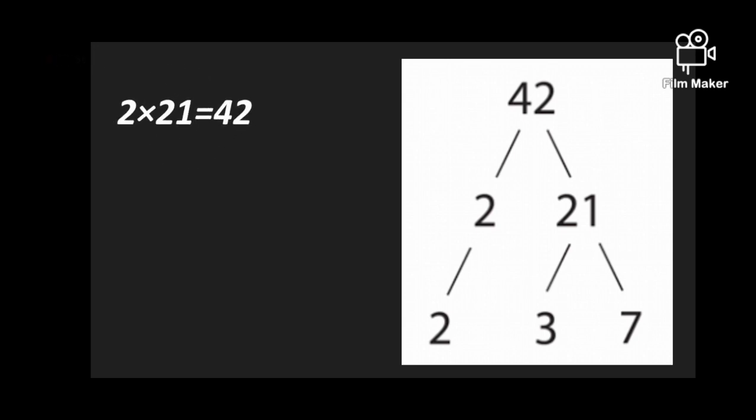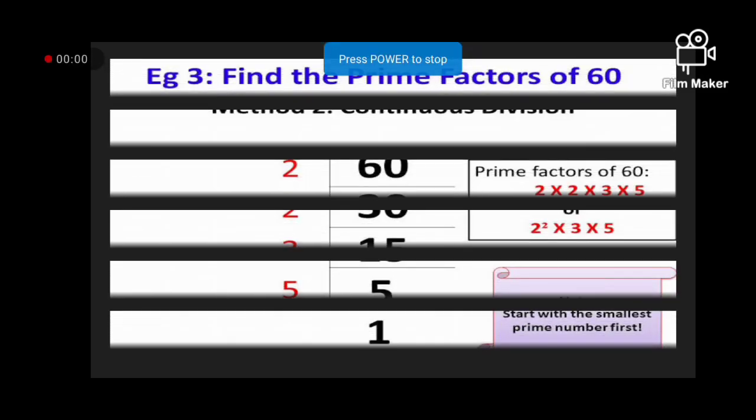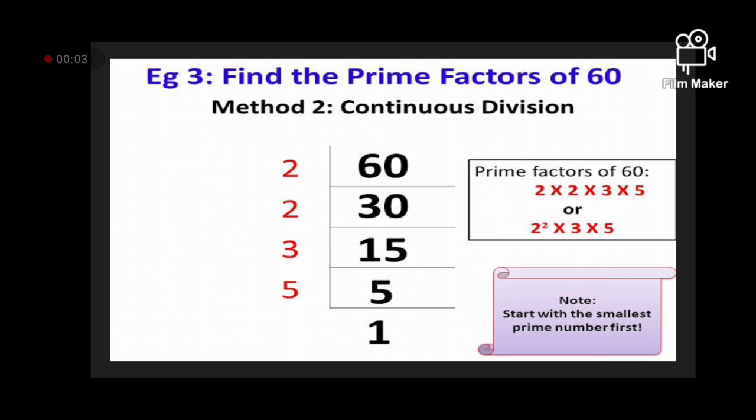So 2 multiplied by 21 is equal to 42. 2 and 21 are the factors and 3 7s are 21. 3 and 7 are the factors. But in all these factors we have 3 prime factors: 2 multiplied by 3 multiplied by 7. So the prime factors of 42 are 2 multiplied by 3 multiplied by 7. 2 3s are 6 and 6 7s are 42. Now let's find the prime factors by division method. 60 divided by 2 first.